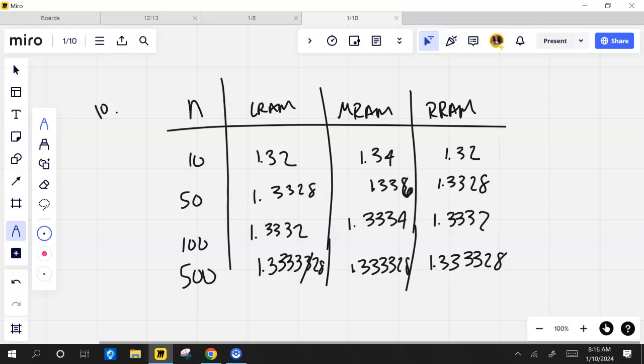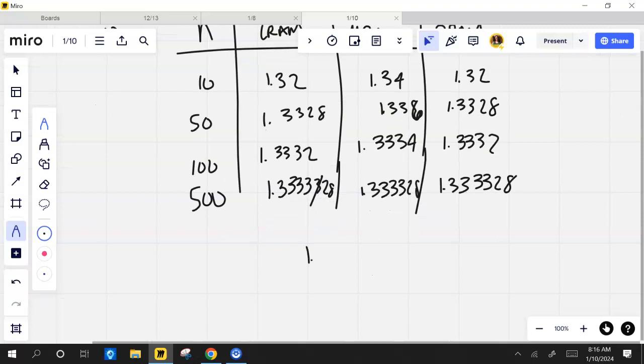I would say 1 1/3. It's getting closer to 1 1/3. And I would say a good conjecture or a good guess is that the actual area under the curve would be 1 1/3. Does that make sense? That's all they're asking. It looks like it's getting closer to that.